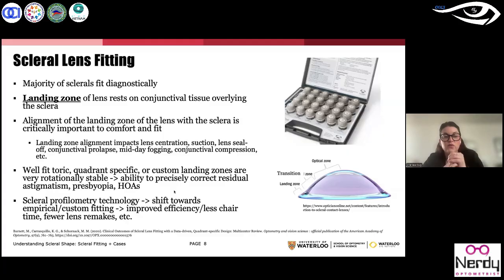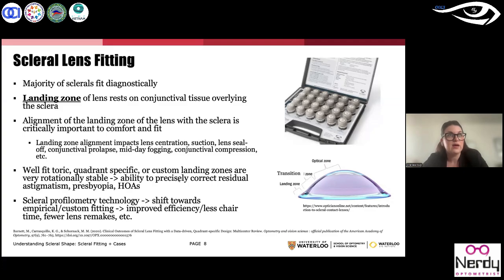So we have this scleral profilometry technology now, and there's a shift towards more custom fitting, maybe some empirical fitting, which theoretically should lead to improved efficiency, less chair time, fewer lens remakes, things like that. So landing zone, we're going to mainly concentrate on that today.